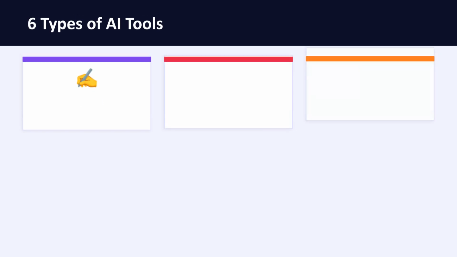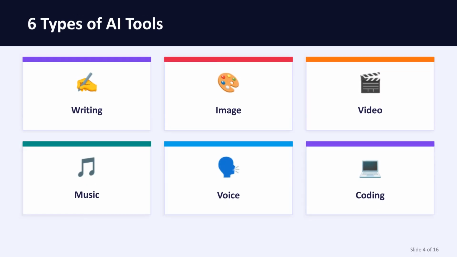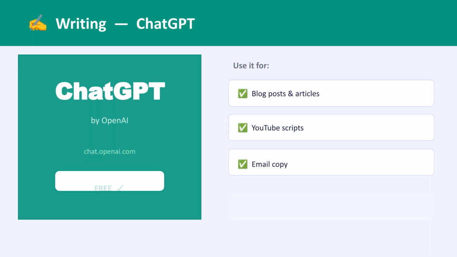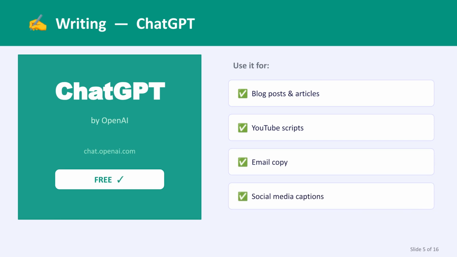We categorize AI tools into 6 main types: writing, image, video, music, voice, and coding tools. We will dive into specific examples for each category. For writing, ChatGPT by OpenAI is a powerful free tool. You can use it for blog posts, articles, YouTube scripts, email copy, and social media captions.